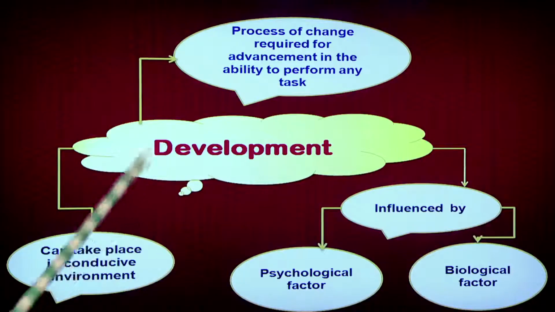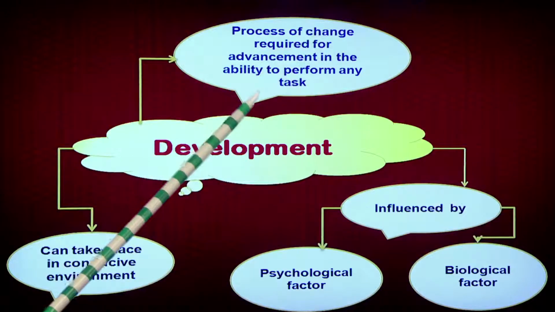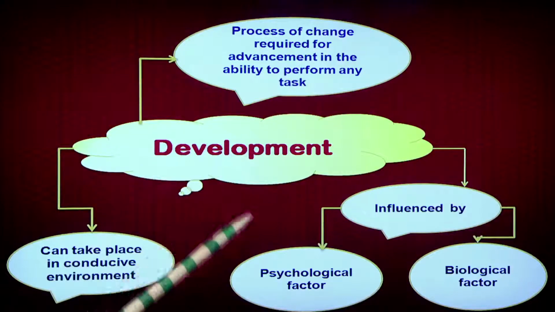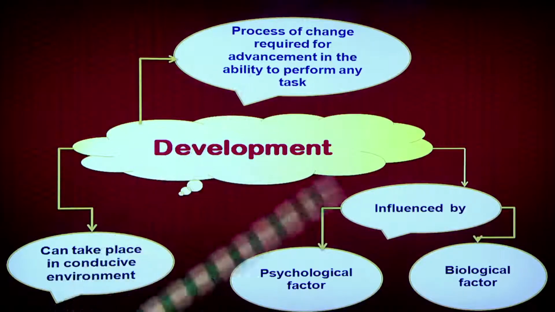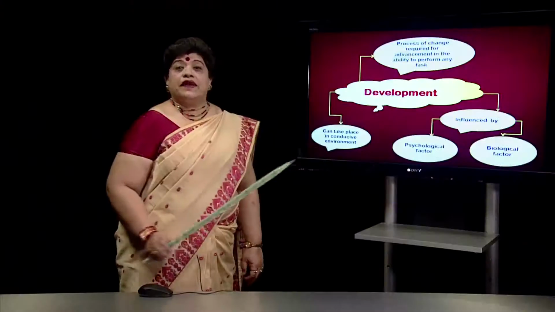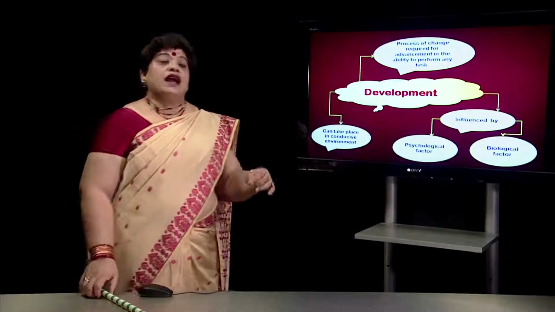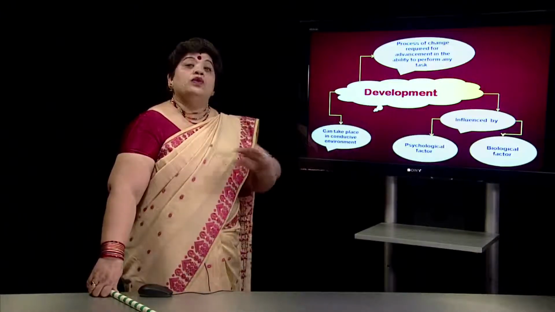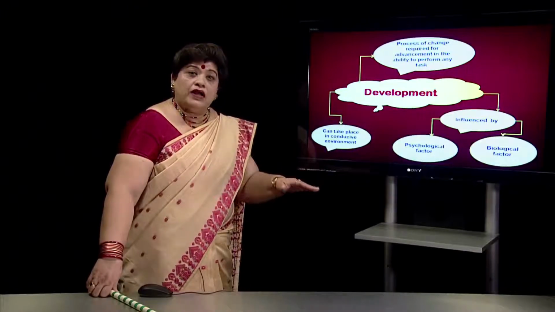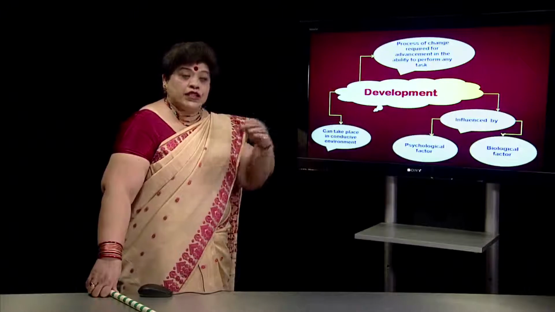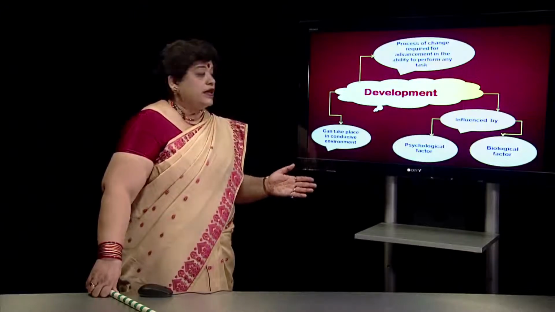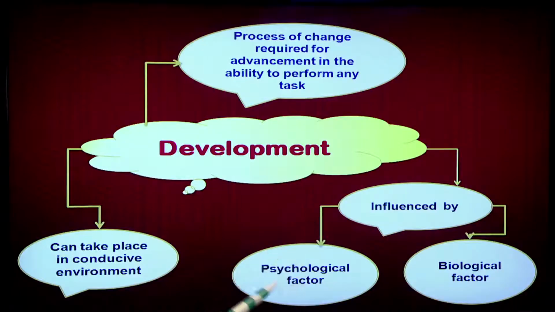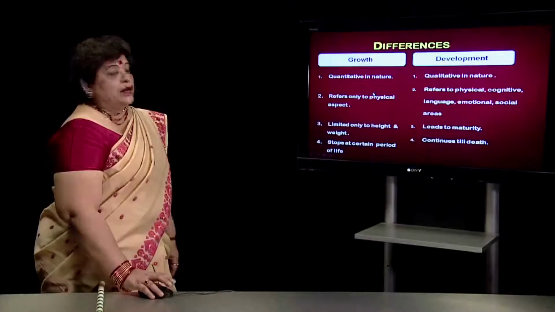So we can say that development is the process of change required for advancement in the ability to perform any task. How we are going to perform the task will depend upon how we are able to advance and develop that ability. It can take place only if there is a conducive environment. If I expect a child to start running, then I have to give him a suitable environment. The conditions where I make the child run should be such that the child is able to put his foot forward, balance himself, stand on that and then take the next step ahead. So the environment has to be conducive. And most important, development is always influenced by psychological factors and biological factors. Because of these reasons, adequate development takes place.